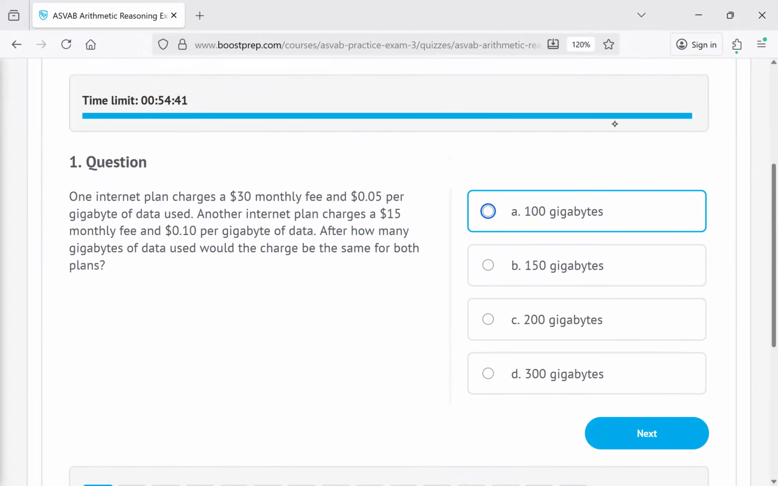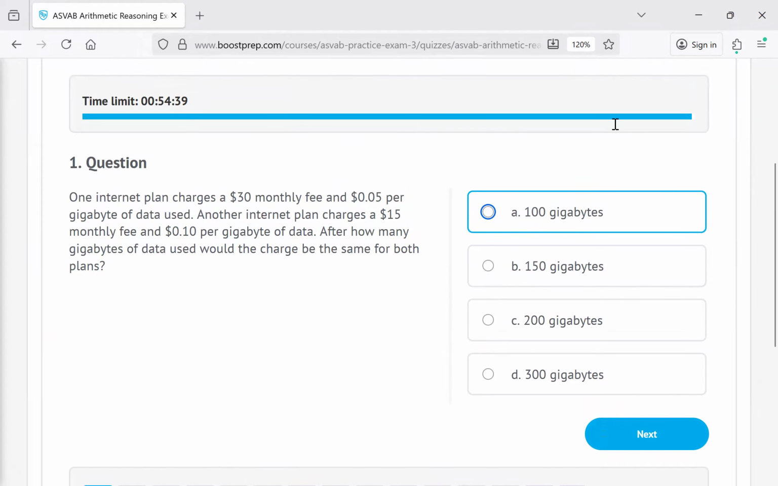Okay. So question 1. It says one internet plan charges a $30 monthly fee and 5 cents per gigabyte of data used. Another plan charges a $15 monthly fee and 10 cents per gigabyte of data. After how many gigabytes of data used would the charge be the same for both plans?